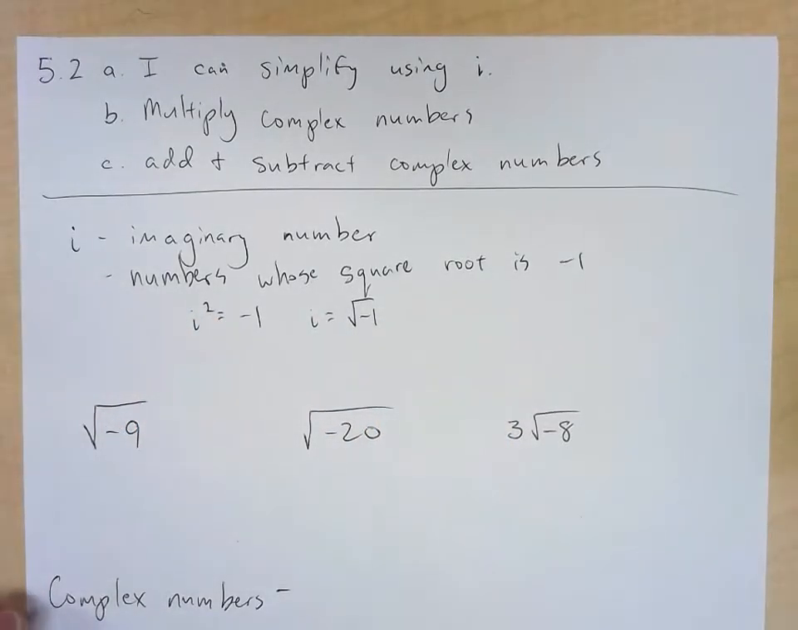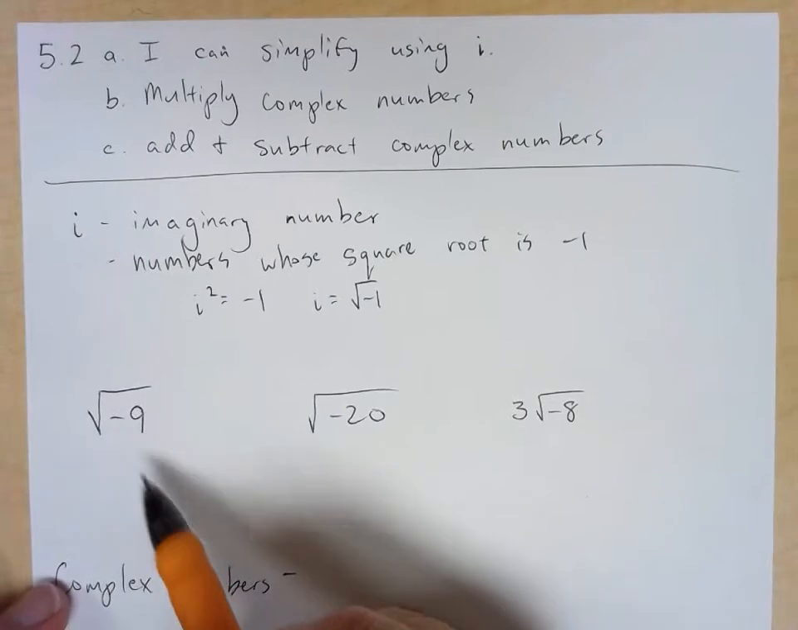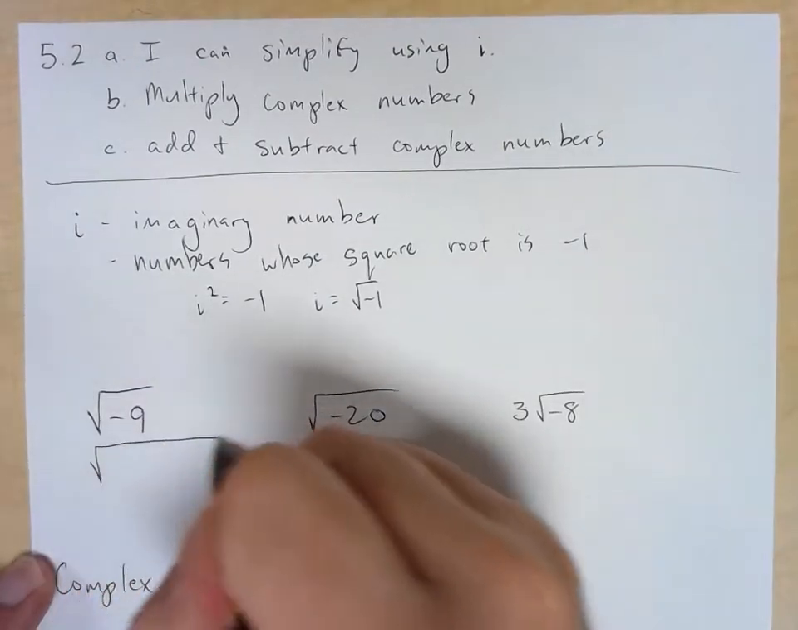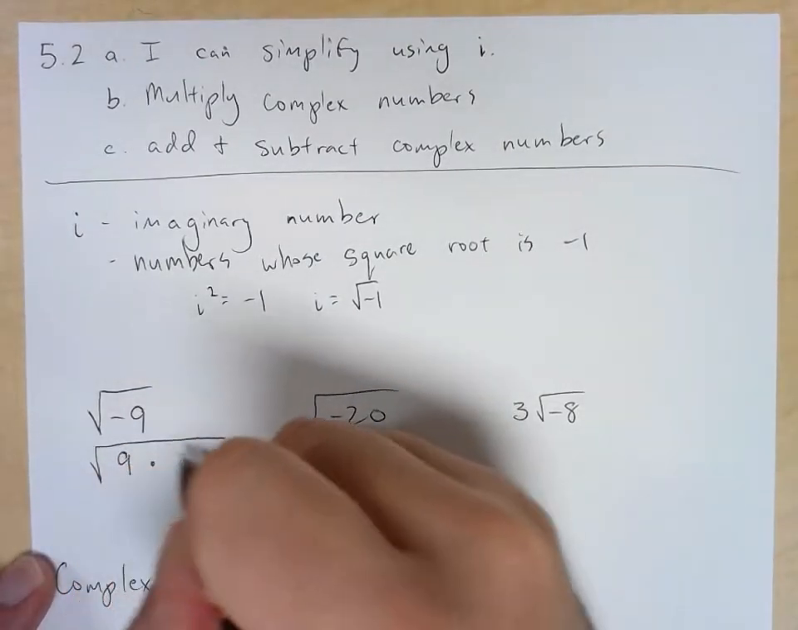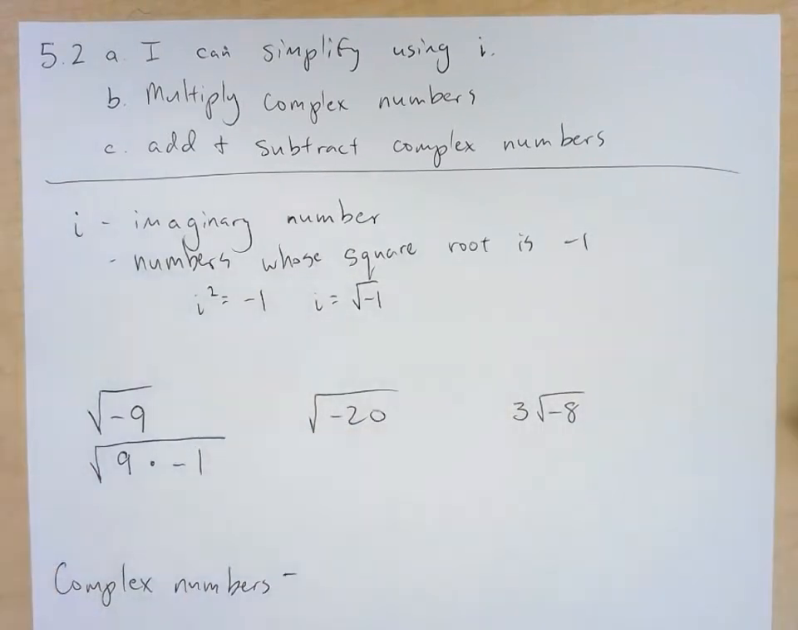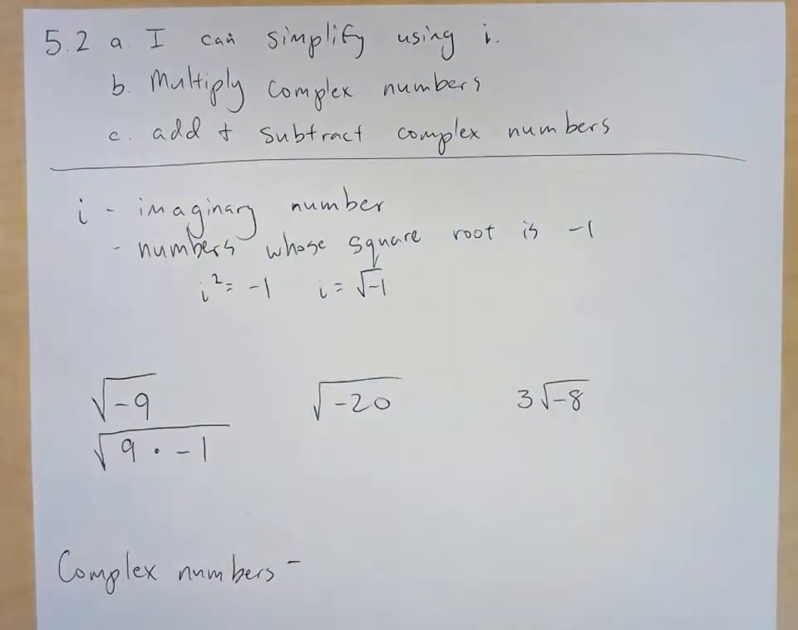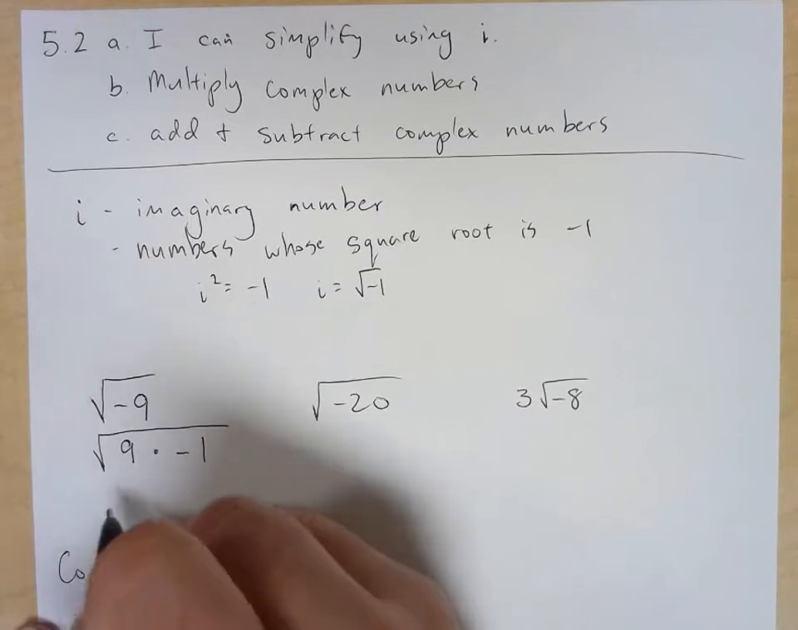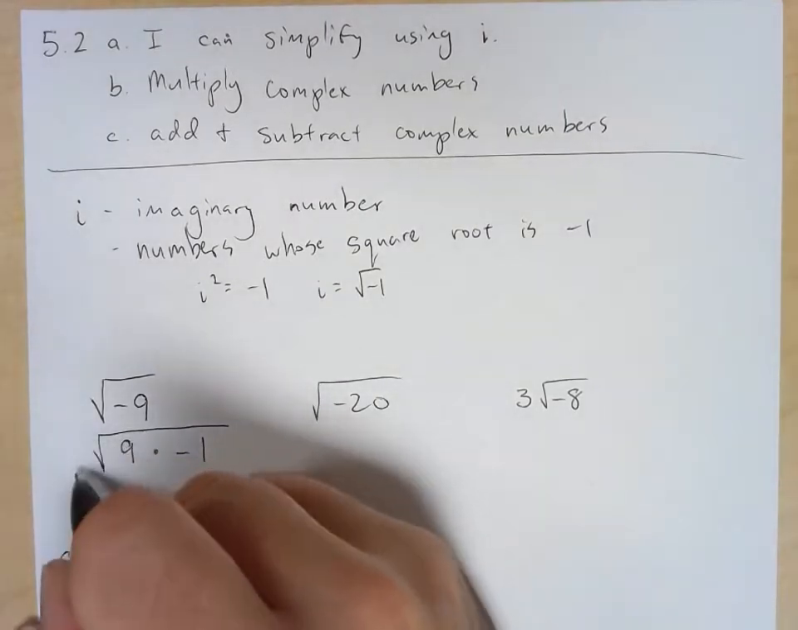So here's what this allows us to do. If we're trying to take the square root of -9, we're going to rewrite this as the square root of 9 times -1, right? Everybody okay with this so far? You can break 9 down if you want to. I know it's a perfect square, so the square root of 9 is 3. So that's going to come to the outside.